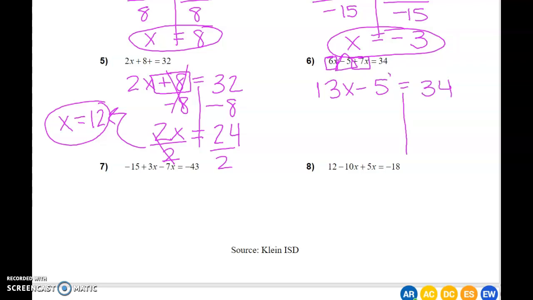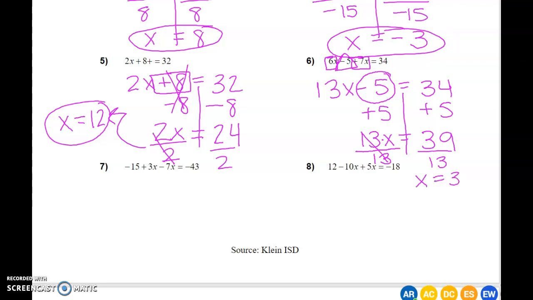So now the same steps to undo the subtraction. I'm going to add. So I'm going to add 5 to both sides. And now I get 13x equals 39. Okay, now to get rid of this 13 attached to the x that's being multiplied, I'm going to undo it by doing the inverse operation or division. So I'm going to divide by 13 on both sides. And I get x equals 3.